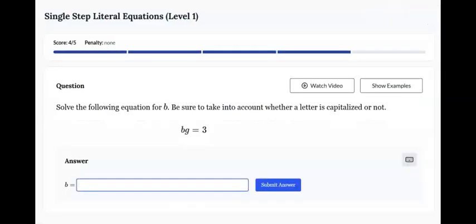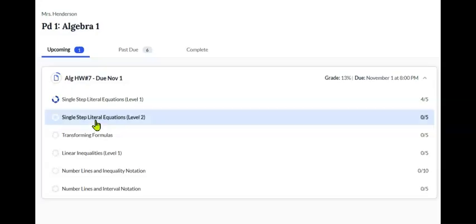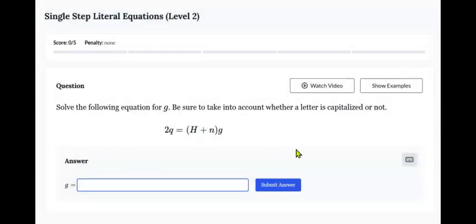All right, let's take a look at the next topic. Level 2. Identify the variable you're trying to isolate and compute using inverse operations. In this one, g is being multiplied by this entire quantity. So we can divide by that entire quantity in one move. Just like this.